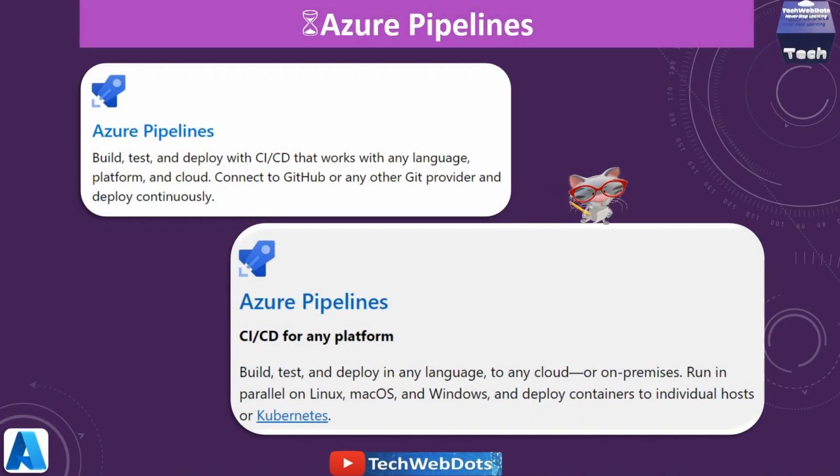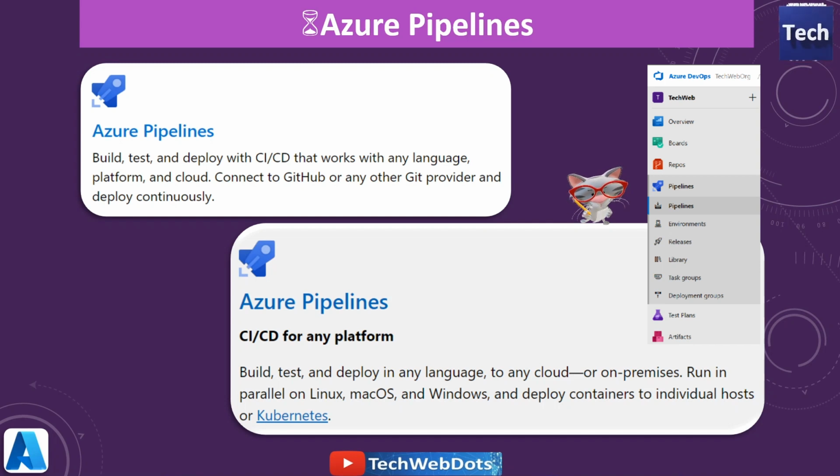Then we have Azure Pipelines, which is again a very powerful service that helps us in building, testing, and deploying with continuous integration and continuous deployment, and that works with any language, platform, and any cloud, right? Especially it connects to GitHub or any other Git provider and deploys continuously. So it is not like Azure DevOps will only work with Azure Repos. You can also work with other Git repos as well.